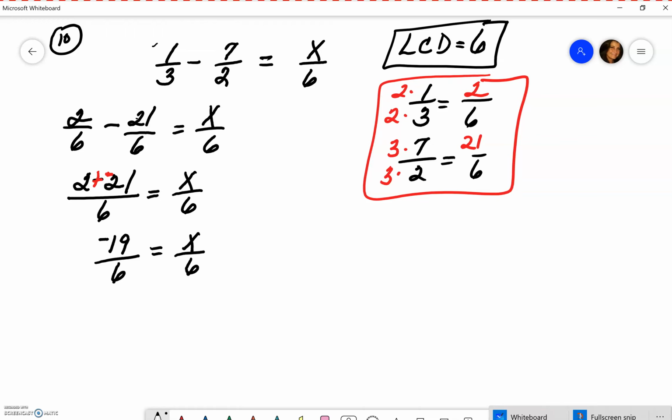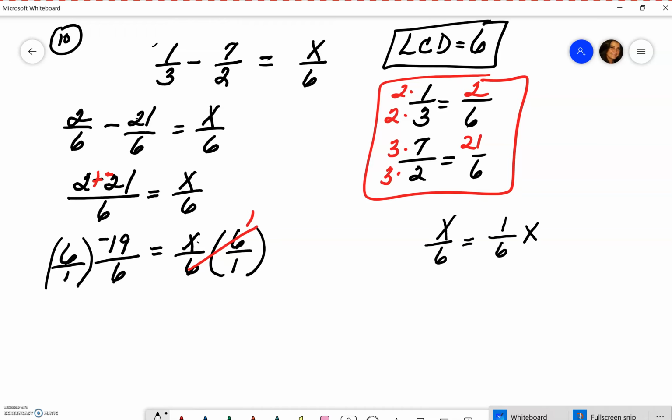Now we can focus on getting a 6 off of that x. So we can go ahead and multiply it by its reciprocal. Remember, x over 6 is the same thing as 1/6x. So the reciprocal would be 6 over 1. These divide out to 1. And then what you do to one side, you must do to the other. So that would be 6 over 1 multiplied on this side. But you can immediately see these divide out to 1. So our answer here would be negative 19 equals x. And that's your final answer.